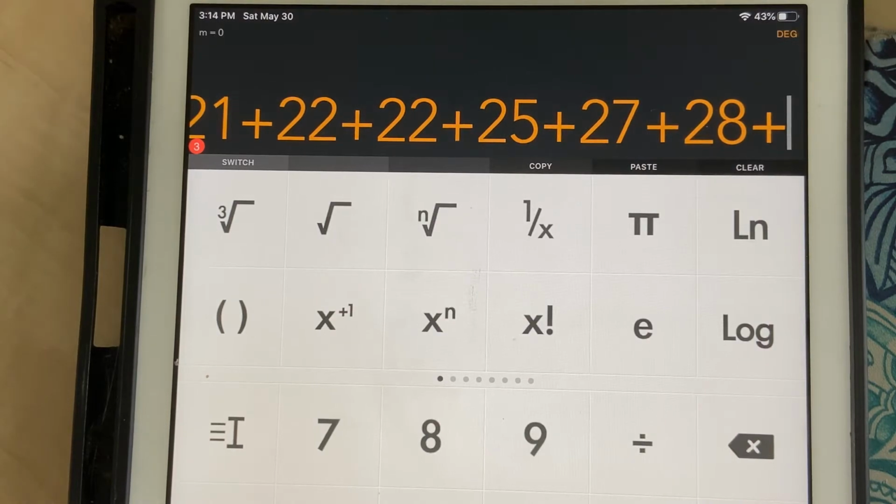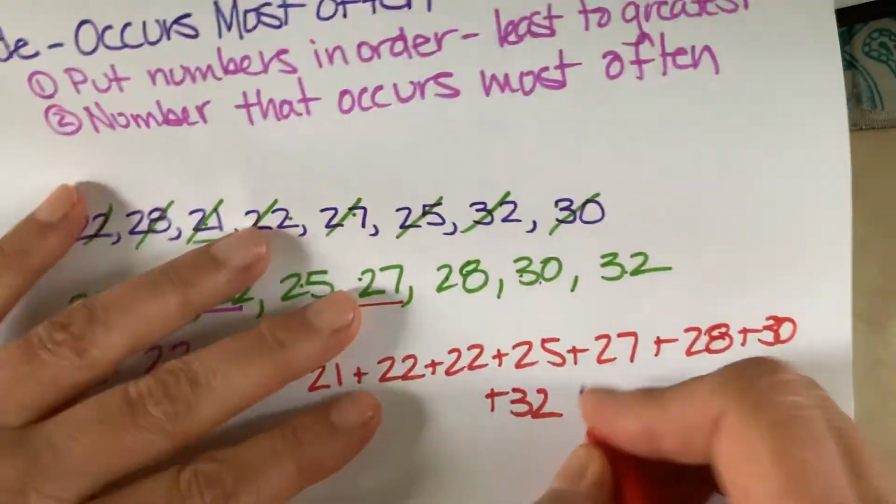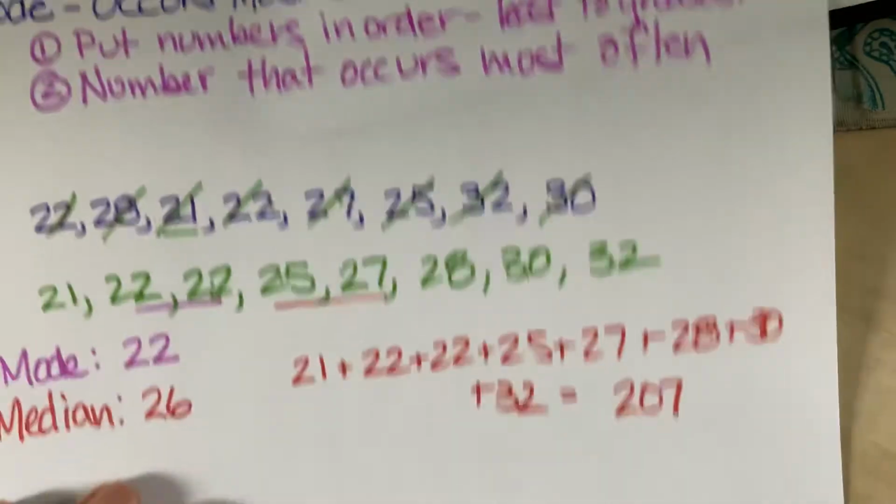Sorry. I have a 30 and a 32. 30 plus 32. I carried away. Okay, so I get a total of 207. That is not my average.